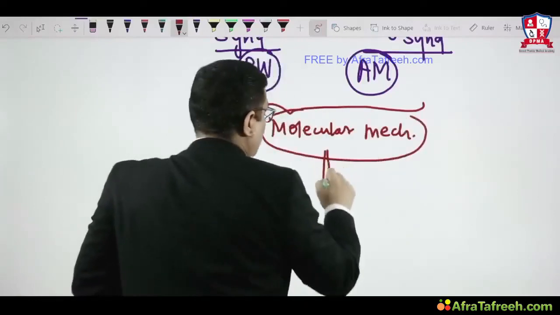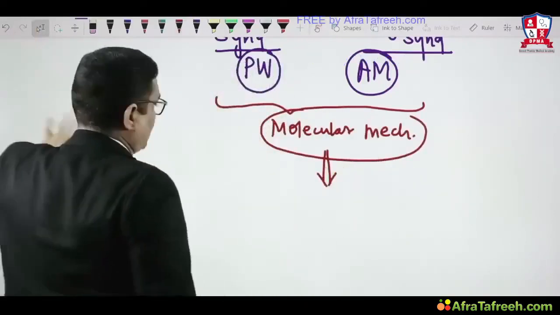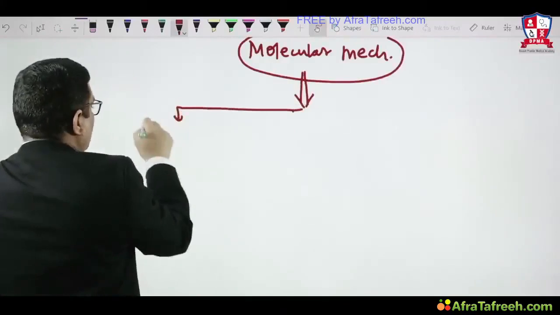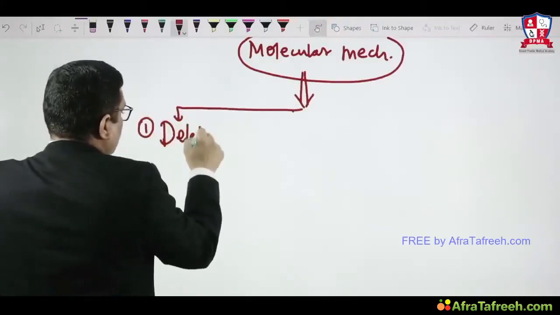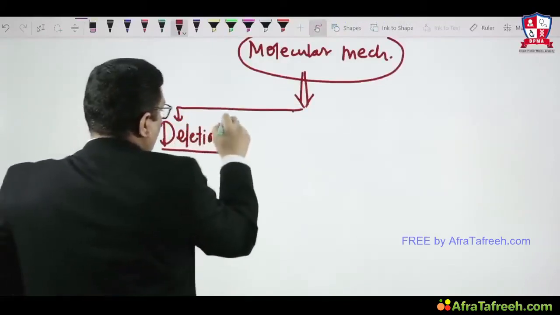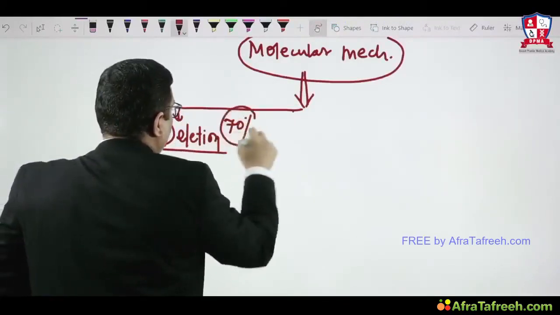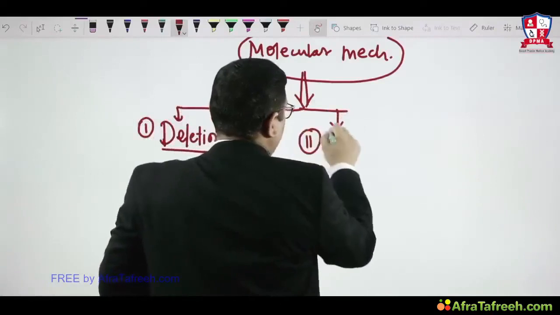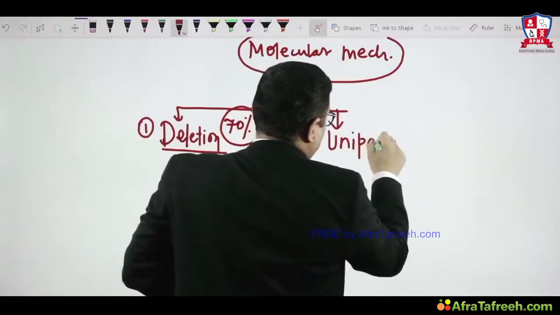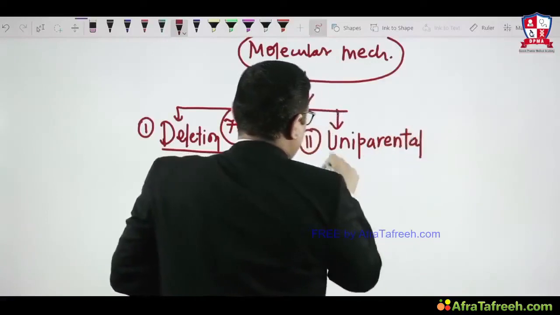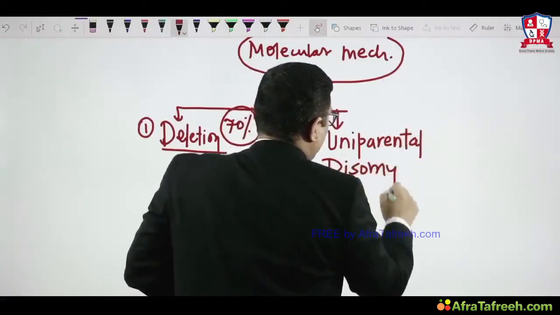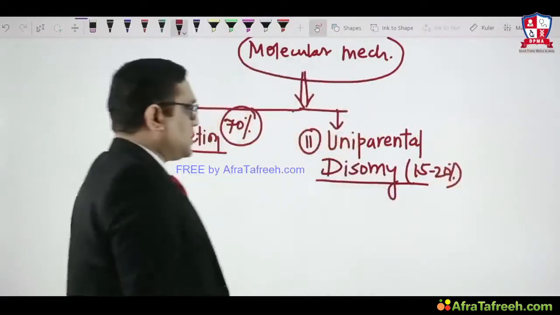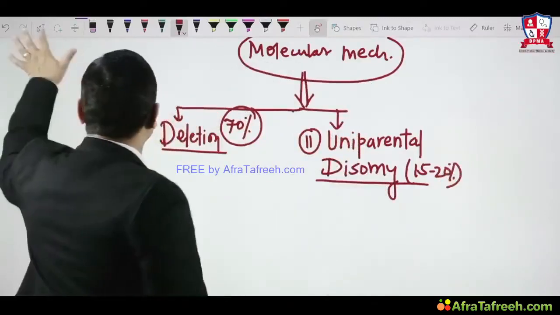Molecular mechanism consists of three important mechanisms. Number one, and the most common one, is deletion, which is responsible for 70% of Prader-Willi and Angelman syndrome cases, right? Second is uniparental disomy, which is responsible for 15 to 20% of the cases.